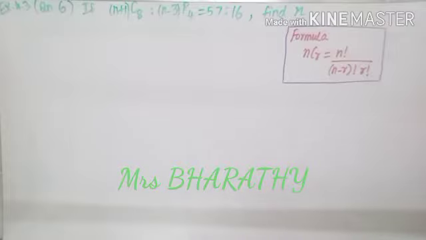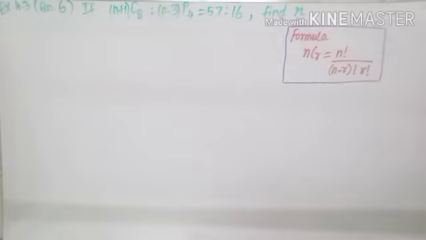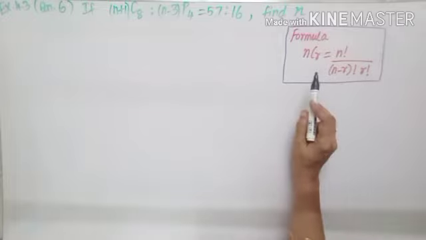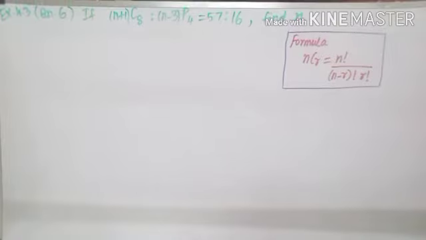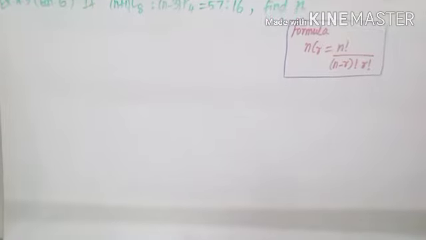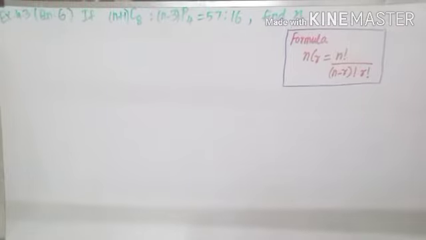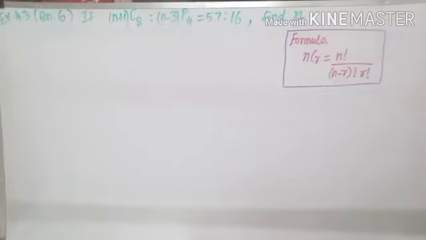Good morning, children. In today's class, we are going to proceed with problems based on nCr equals n factorial by (n minus r) factorial into r factorial. Question number 6, exercise 4.3. If (n plus 1)C8 is to (n minus 3)P4 equals 57 is to 16, find n.